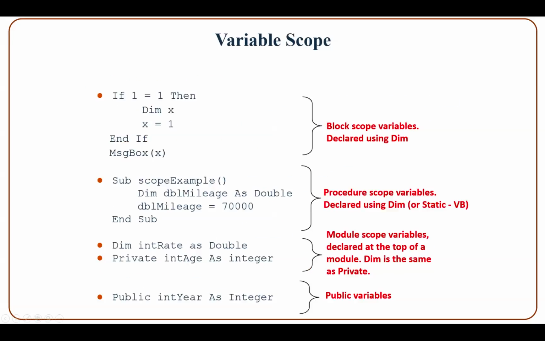Okay, let's check out some examples. The first example is for the block scope, and you can only test this in Visual Basic .NET. So you can see in the If block, X is declared and 1 is stored in X, and later on outside the block you display the content of X. So if you run this in Visual Basic, it will give you an error, because from outside the block, X cannot be accessed.